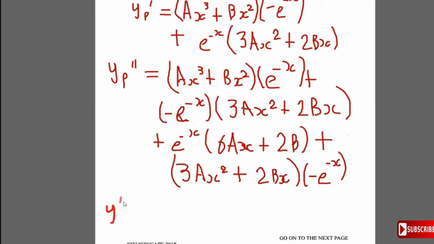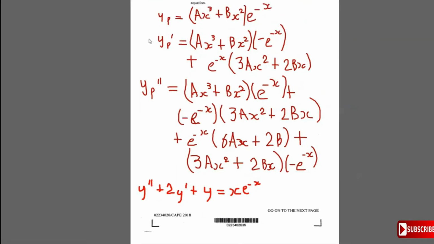Y double prime plus 2y prime plus y, that's equal to x e to the minus x. And so this takes a lot of concentration. We need 2y prime, so multiply this by 2. You can put a 2 out here and a 2 right here. Now what I want you to do is add up. You're going to have to add these: yp plus 2yp prime plus yp double prime. If we're going to add them, let's go about doing that.